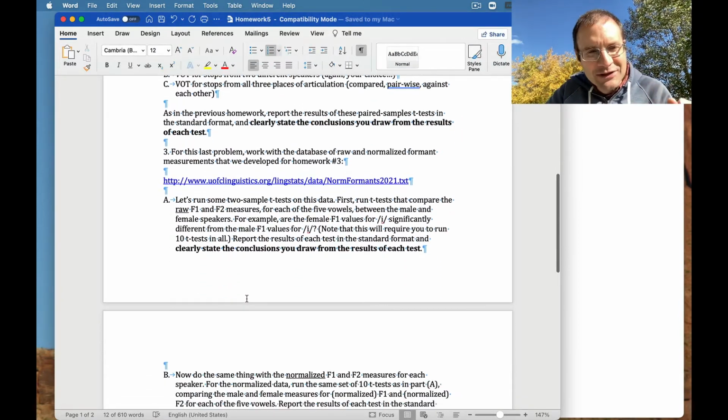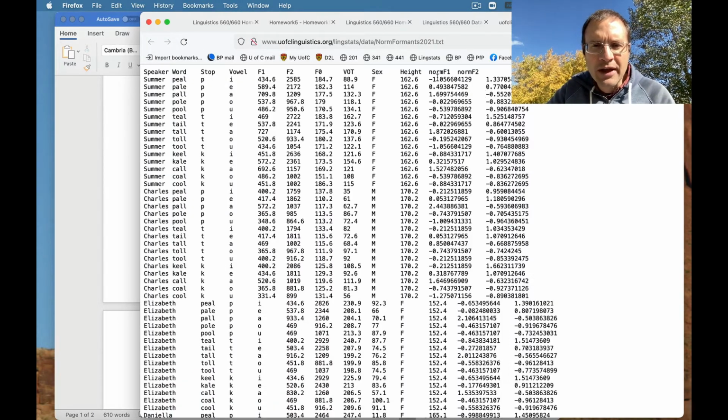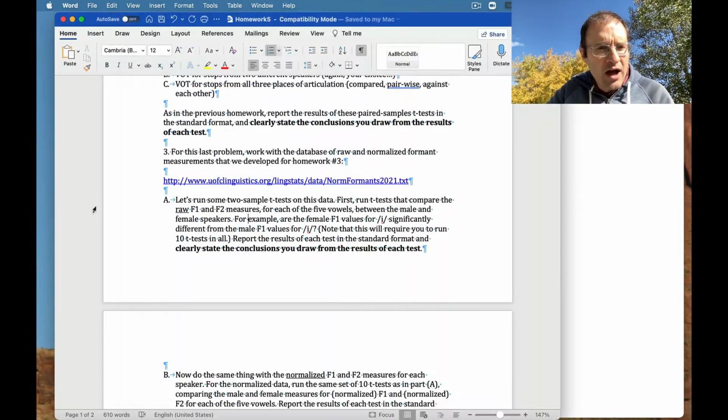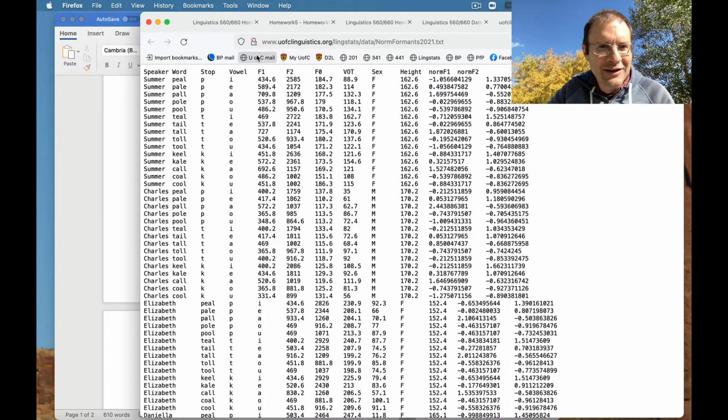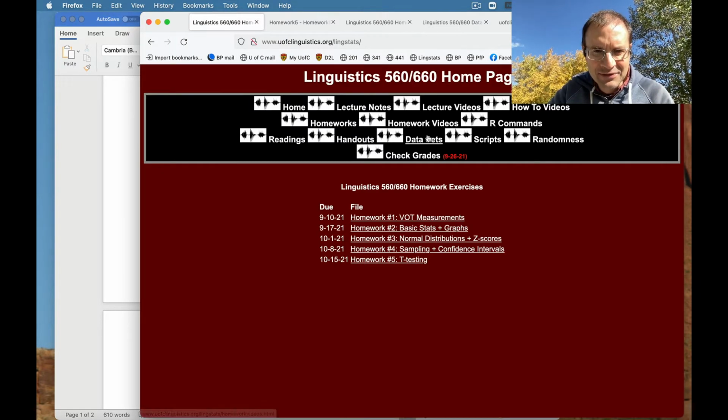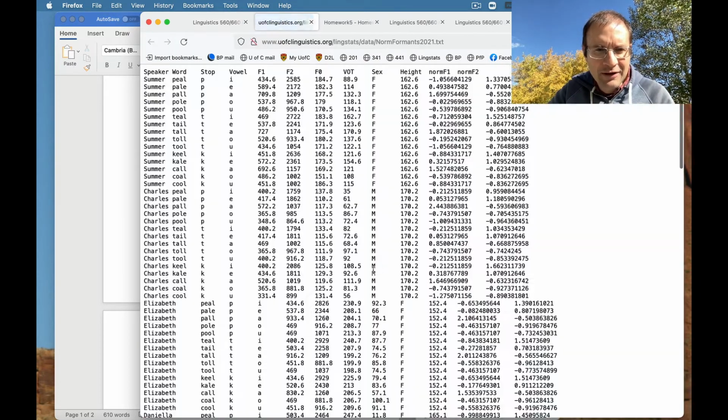Question 3 is basically the same idea. We're going to use a different test though, and we're going to actually run more tests. So for this one, we will play around with these normalized formant measurements and also the regular formant measurements that we started off with, that we played around with a couple of homeworks ago. And I want to walk you through. So this is where the data set is. It's online. You can get it through the data sets link here as well, down here on the bottom.